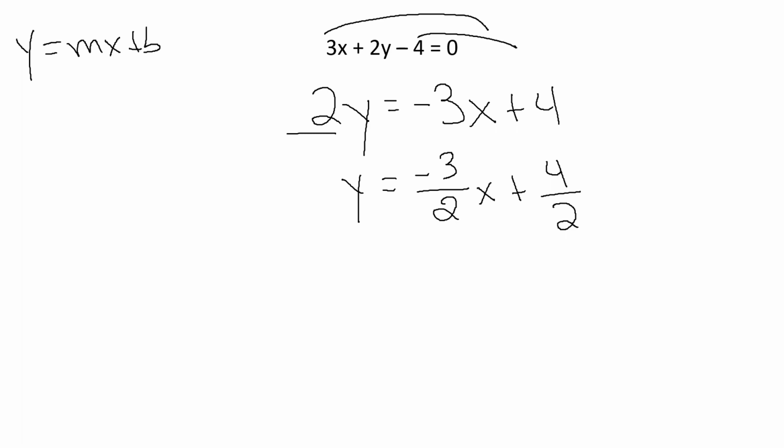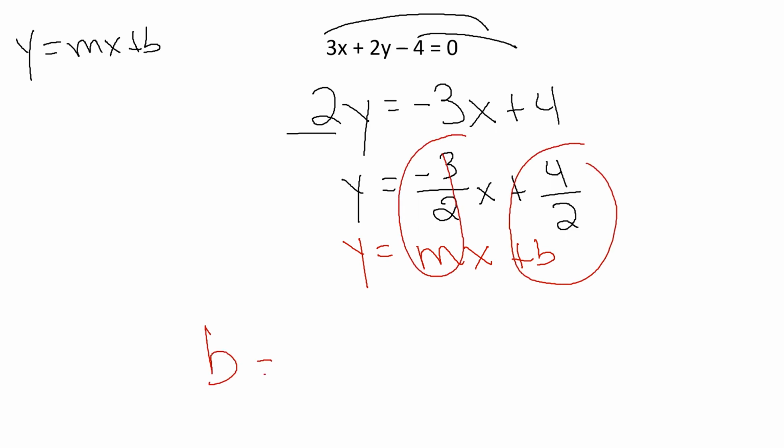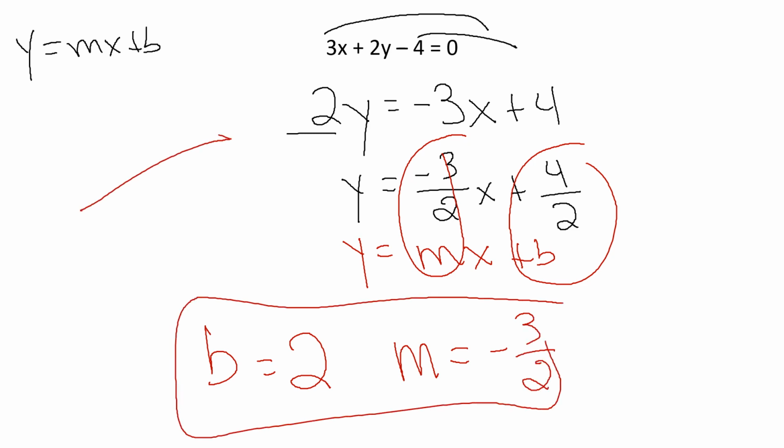Okay? So now we need to find our b, we need to find our m. So y equals mx plus b. Here's b, here's m. So b equals 4/2 simplifies to 2. M equals negative 3/2, and that is it. This bit is the trickiest. Watch when you're moving things over. Sign issues are big because people forget to change the signs. And then the second most often made mistake is not dividing all of the terms by the number when you're dividing.